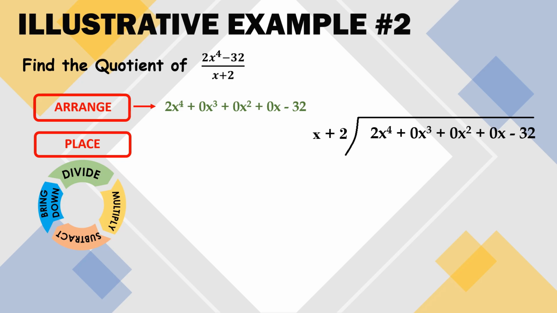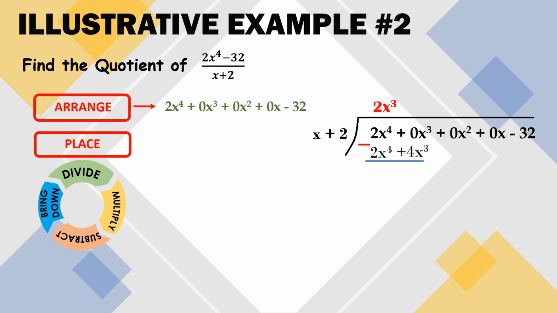So we're going to divide the leading terms on our given polynomial. So 2x raised to 4 divided by x is 2x raised to 3. Then after divide, we multiply. 2x raised to 3 times x plus 2 will give you 2x raised to 3 times x is equal to 2x raised to 4. 2x raised to 3 times 2 is equal to 4x raised to 3. Then all you have to do is to subtract these terms.